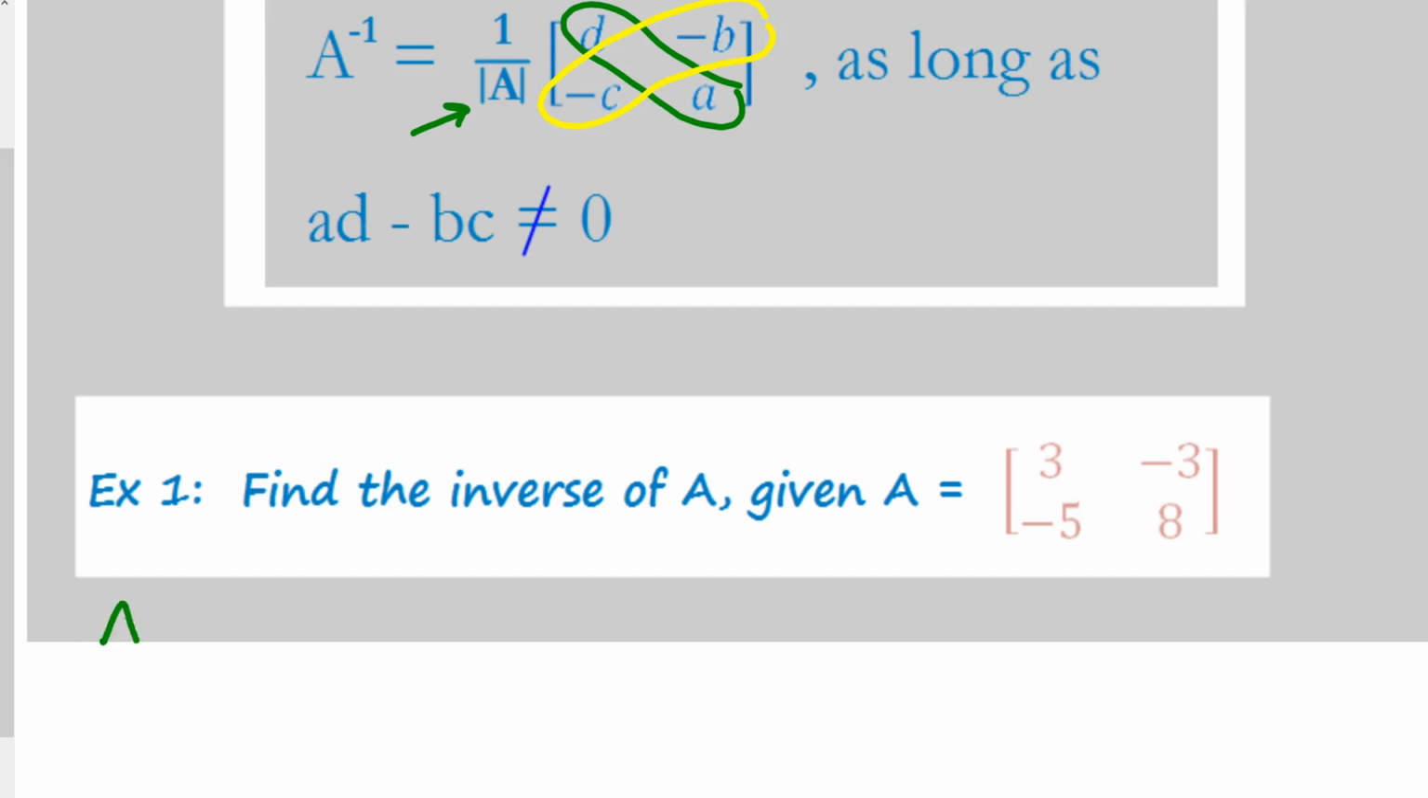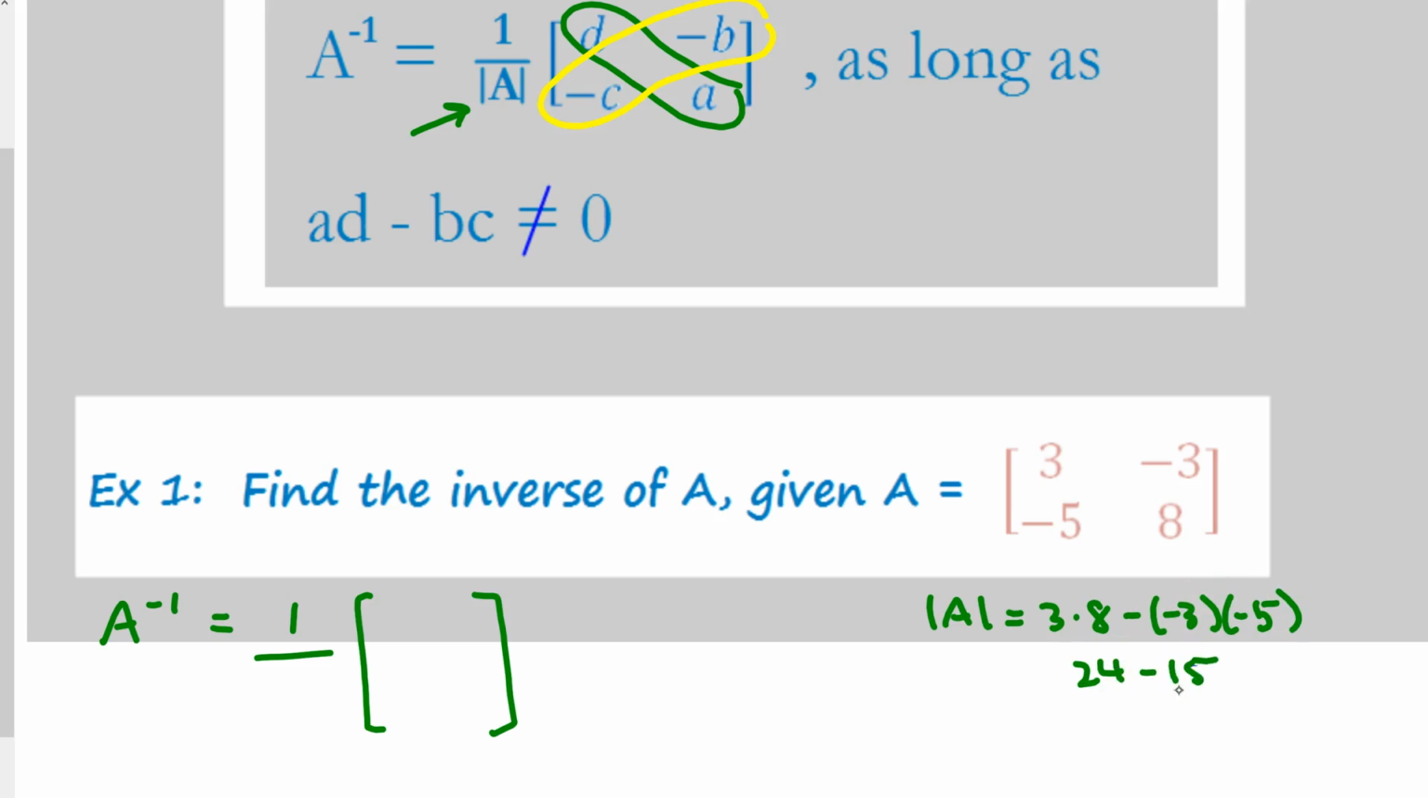So to find A inverse, I'm going to find the determinant of A and put that in my denominator outside the matrix. So what's the determinant of A? 3 times 8 minus negative 3 times negative 5. That would be 24 minus 15, so that would be 9. So the determinant is 9, so we have 1/9 on the outside.